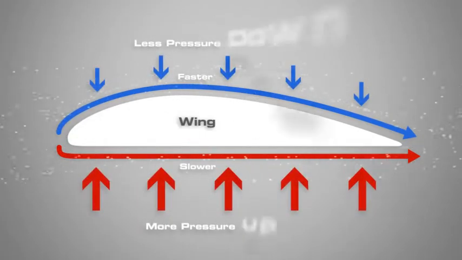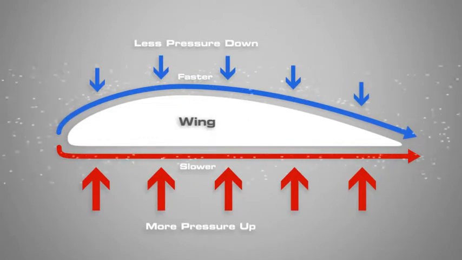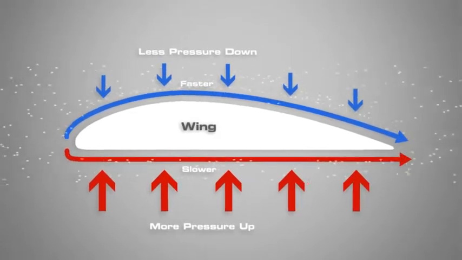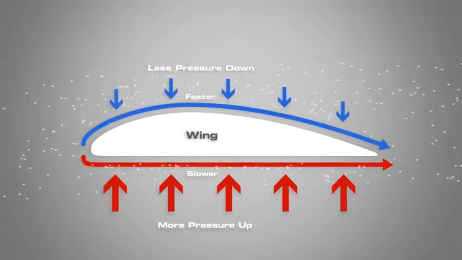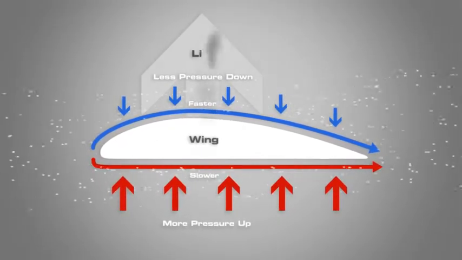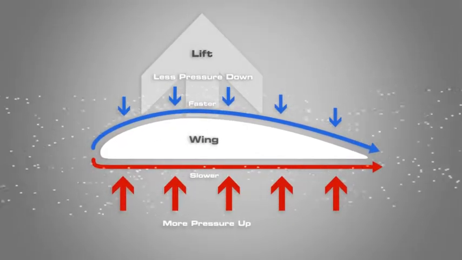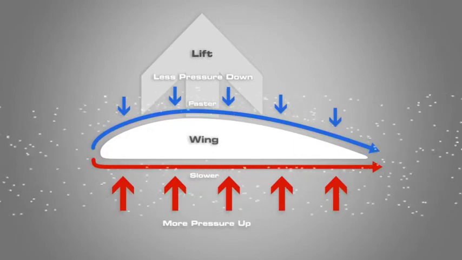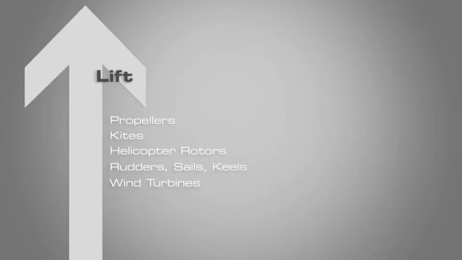This causes a decrease in the pressure on the top of the wing. The pressure difference from the top and bottom of the wing causes a vacuum effect, and the wing is pulled upward and lifts. That is to say, the difference in pressure between the upper and lower surfaces results in lift. Lift is commonly associated with the wing of a fixed-wing aircraft, but lift is also generated by propellers, kites, helicopter rotors, sails, wind turbines, and other streamlined objects.